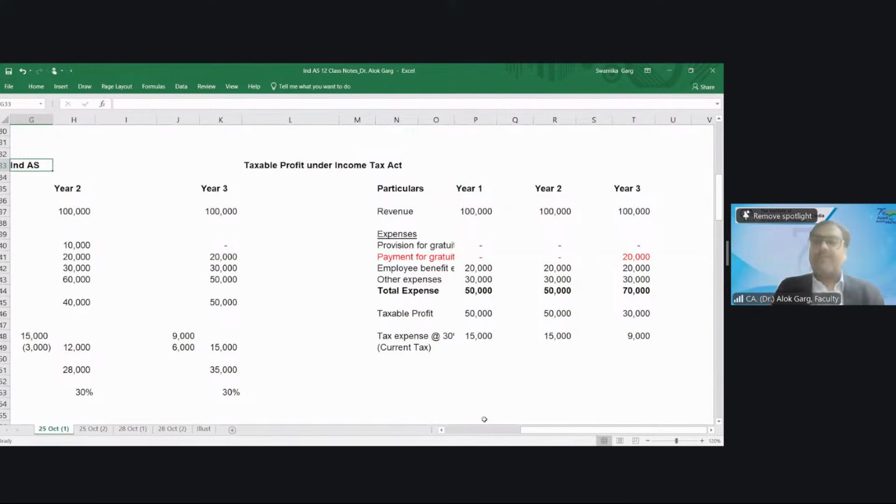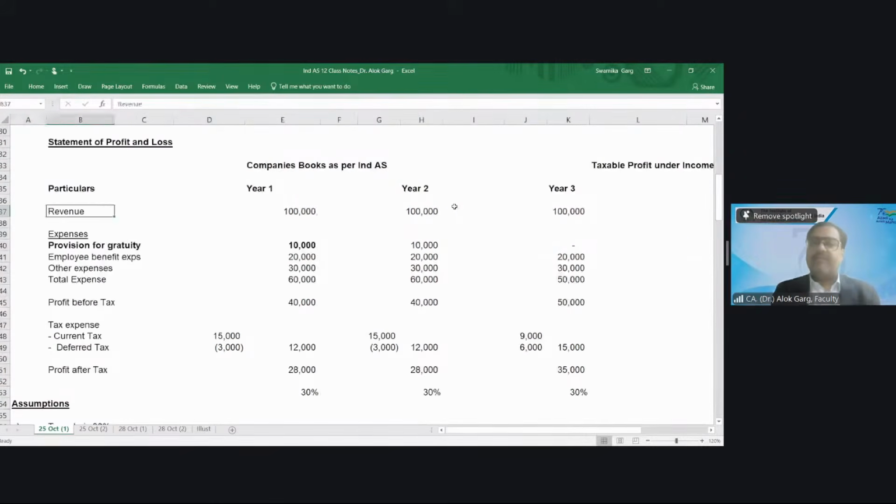Okay. So if I prepare my profit and loss as per income tax provisions, not Companies Act provisions, how will I prepare my P&L? My revenue will be 1 lakh rupees only. This is my revenue, right? Now this provision for gratuity, will it come under the income tax P&L?